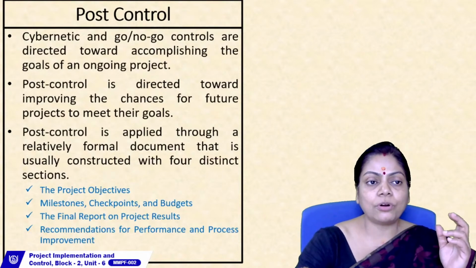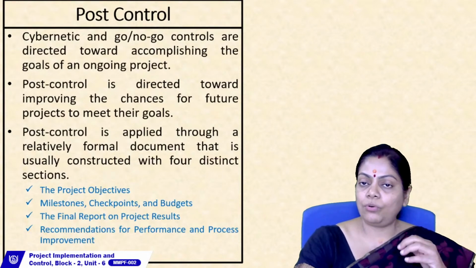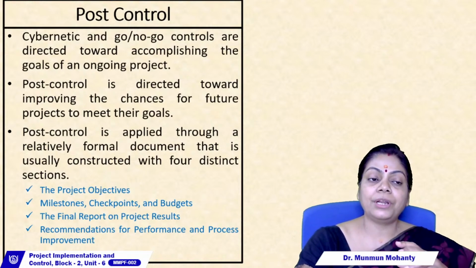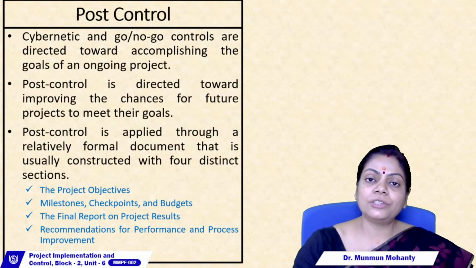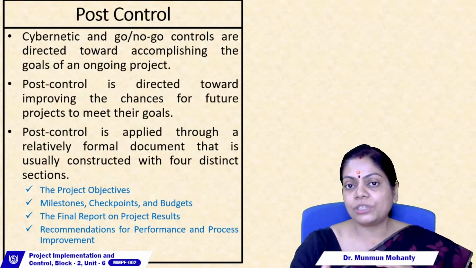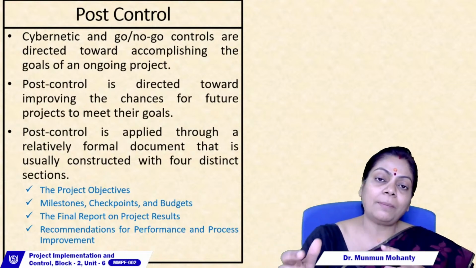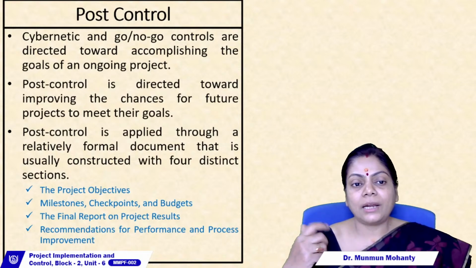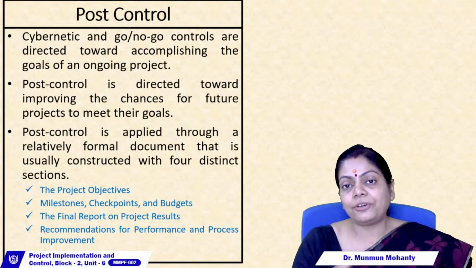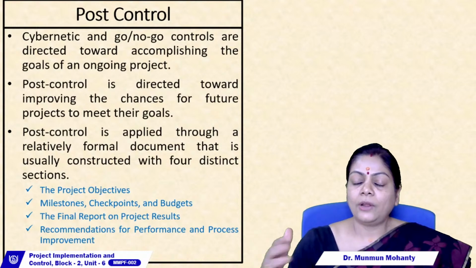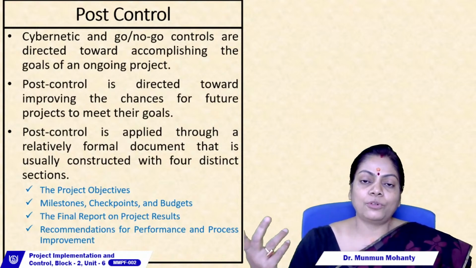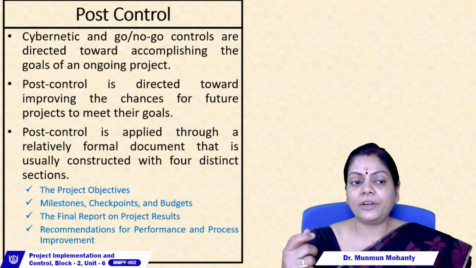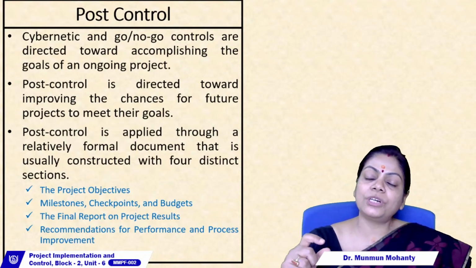Then you have this post control. Now cybernetic and go no go control are directed towards the accomplishment of the goal of an ongoing project. So if the project is ongoing, the cybernetic continuously performs, and go no go happens discretely by the controller. Whereas the post control is done after the process is over. Now you might think that if the process is over, then what is the point of controlling? No, the post control is directed towards improving the chance for future projects to meet their goals.